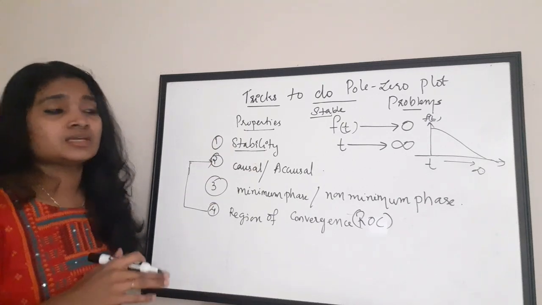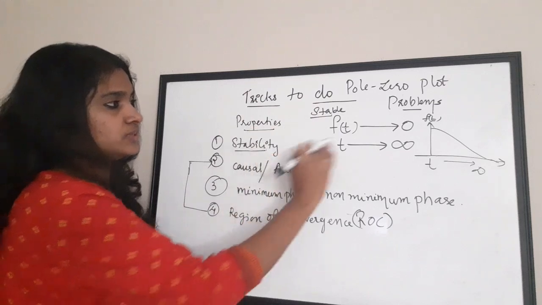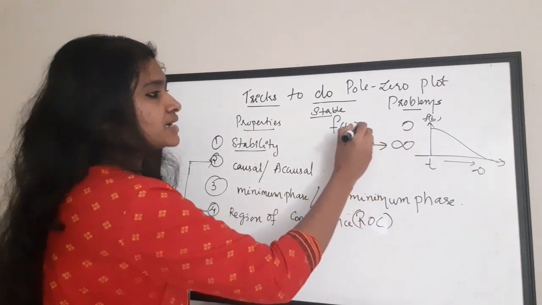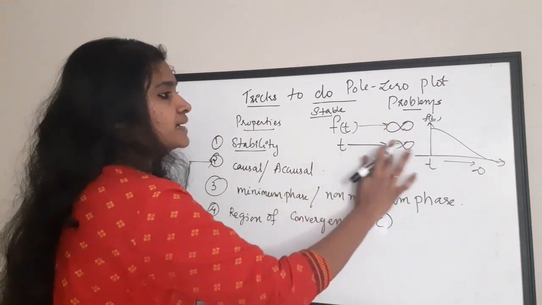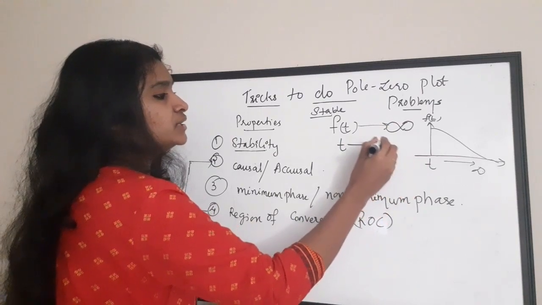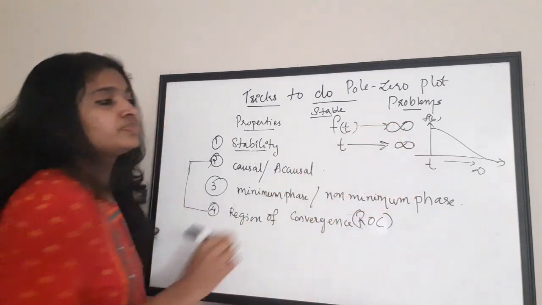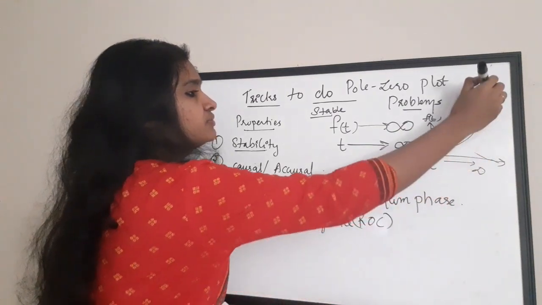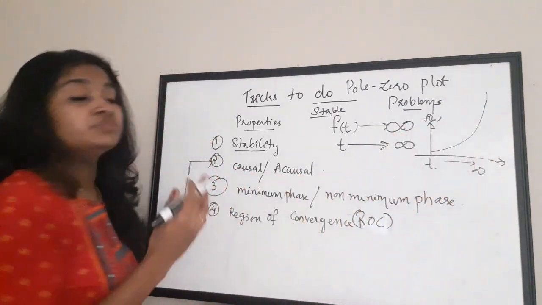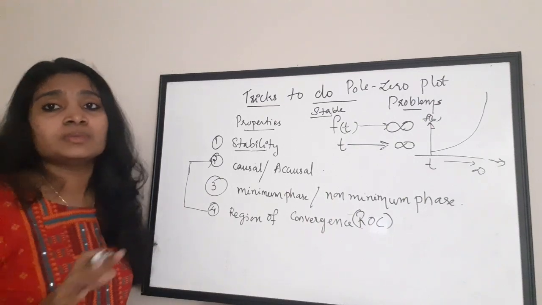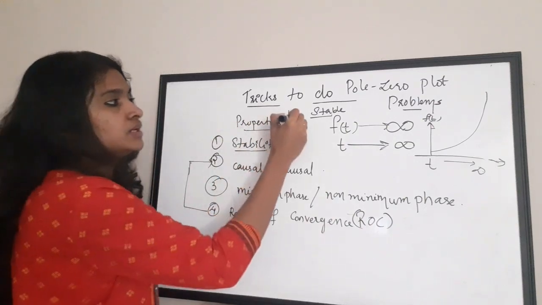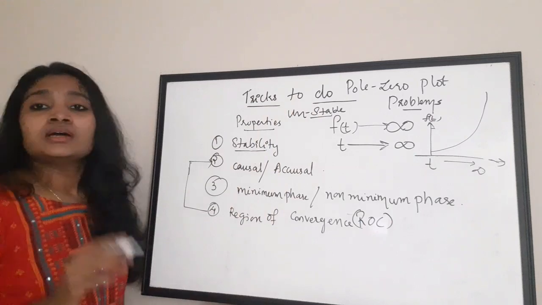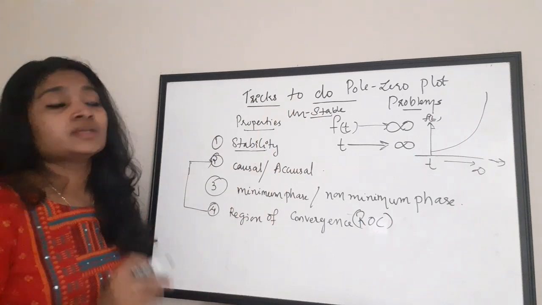Now, what is an unstable system? It is the reverse of it. That is, the system is actually going to infinity as the time is tending to infinity. So, it will be a reverse case. It will go to infinity as time is going to infinity, and such a system is called an unstable system. Okay, I hope the concept is clear.